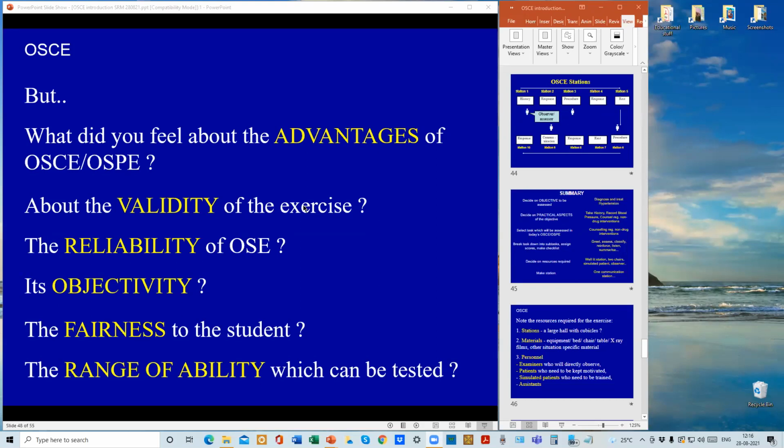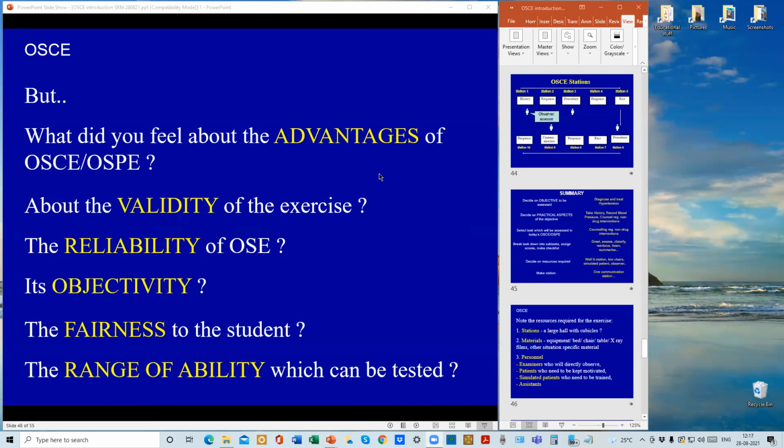The reliability of objective structured exams. In other words, there are two students, both of them have the same skill ability with respect to this task. Will they both get the same marks on an OSCE? That is the reliability. Objectivity: apart from his or her ability to record the ankle jerk response or record blood pressure, are there extraneous factors which come into the assessment of the student? That is the objectivity.